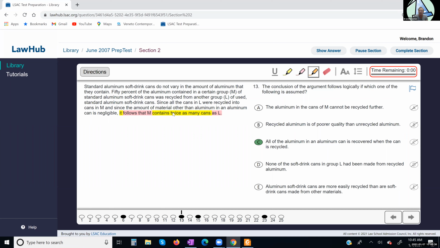So we'd have to ask ourselves, do we have evidence about M? Do we have evidence about L? And do we have evidence that allows us to compare them around how many cans they have? So we do have evidence of M and we do have evidence of L. So the pink subject matters are backed up. The question is, do we have evidence about containing twice as many cans? Where would that language come from? And they kind of do, because they say here that the amount of material other than aluminum in a can is negligible.